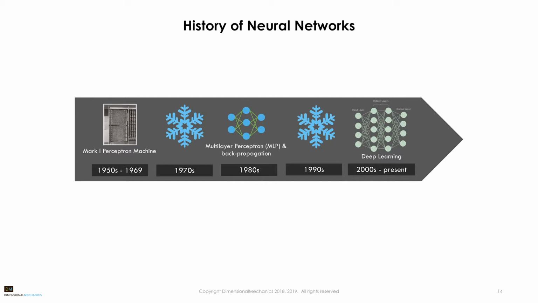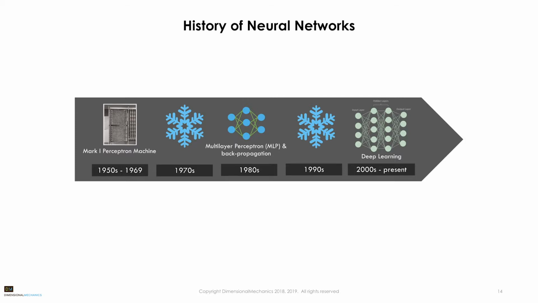This was something called a multi-layer perceptron, and in particular, the backpropagation algorithm was developed in the 1980s by Geoffrey Hinton, who was a professor at the University of Toronto, one of my alma maters. And so during the 1980s, that started to develop.